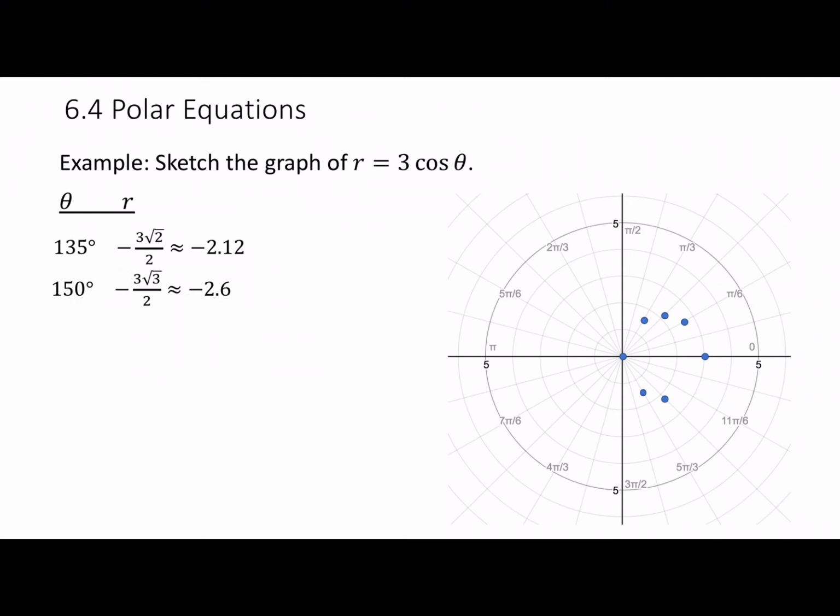When theta is 150 degrees, we again get a negative value for r. I'm going to get negative 3 root 3 over 2, which is approximately negative 2.6. Again, that's going to shoot me from quadrant 2 down into quadrant 4. And so there's that point. And finally, when I plug in theta equals 180 degrees, I get negative 3. And that's going to put me back at the point that I started at, right there.